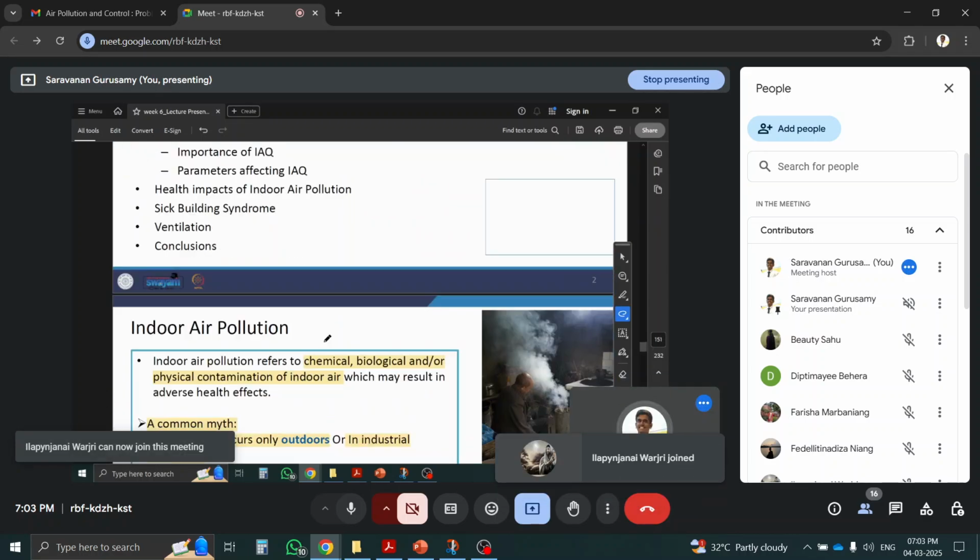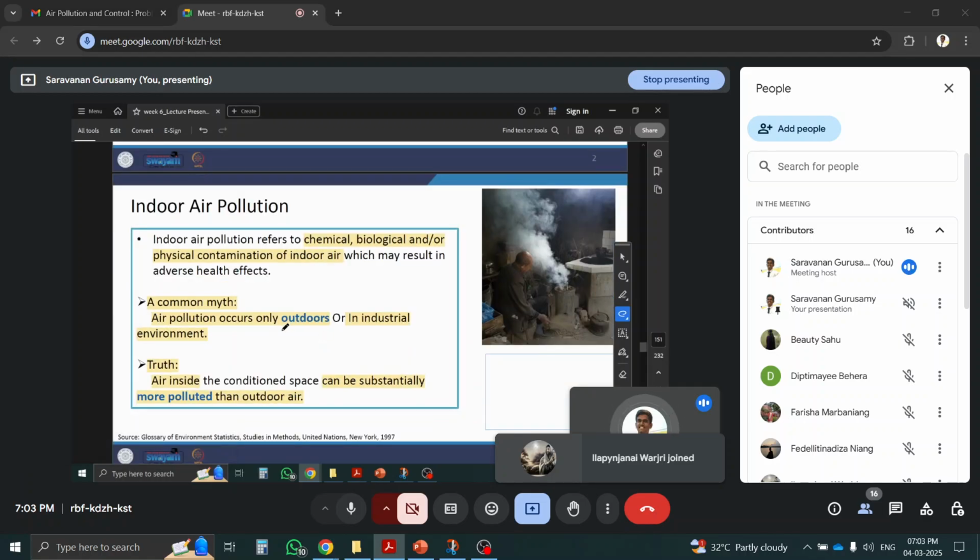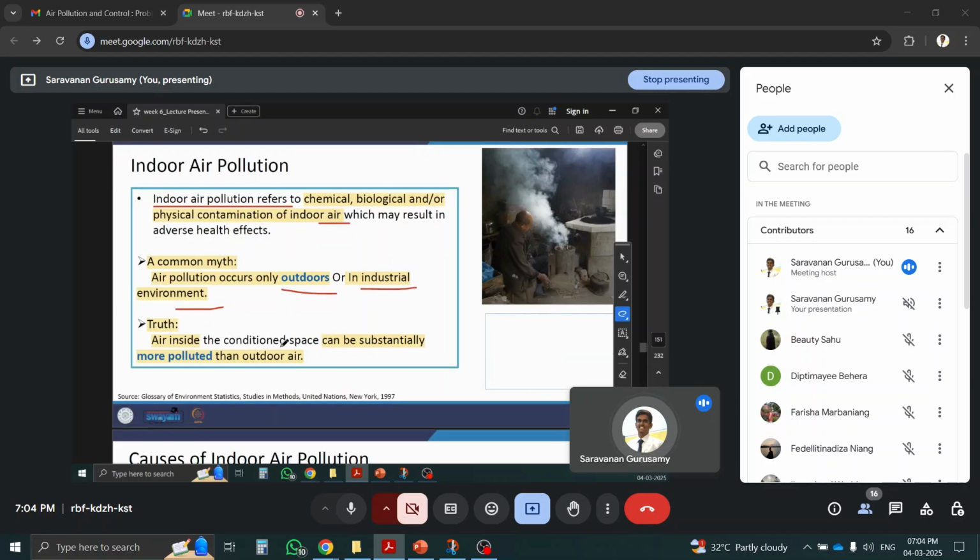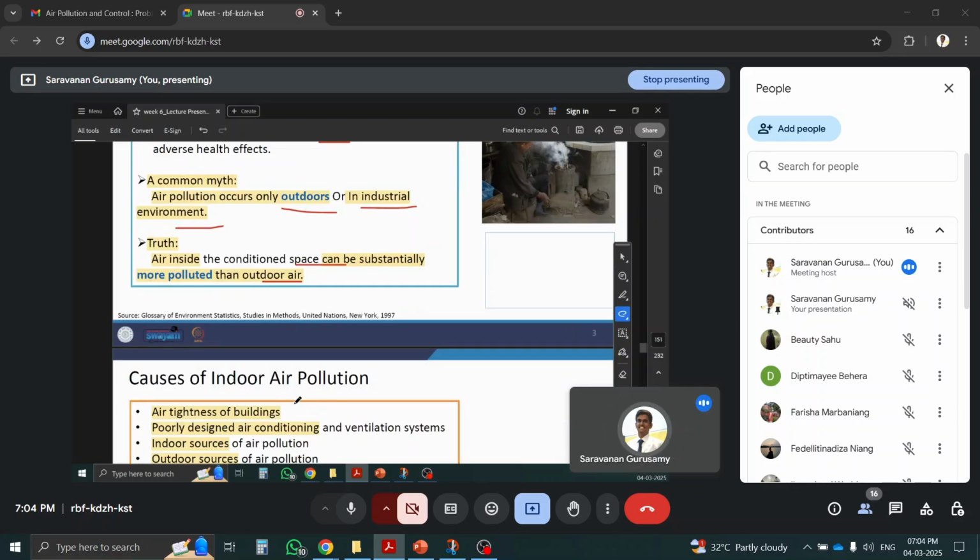There is a myth that only outdoors has air pollution, from the industries and from the vehicles, and not inside the home. But there is indoor air pollution. There are chemical, biological, and physical contaminants in the indoor air. The truth is, the air inside the conditioned space can be more polluted than the outdoor air. That is the actual truth.